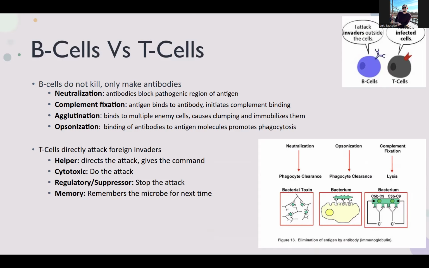The biggest difference between the two is that T cells will directly target and kill the infected cells, but the B cells do not kill anything. They only make antibodies, and the antibodies have four purposes: neutralization, complement fixation, agglutination, and opsonization.